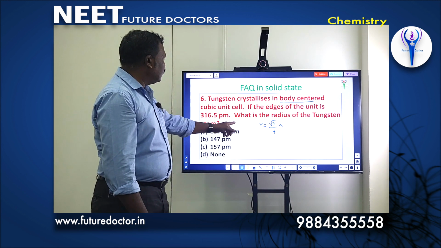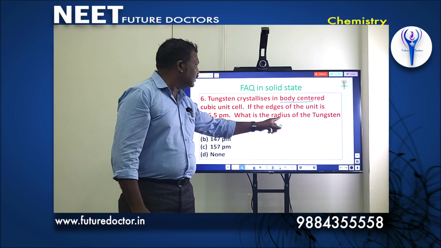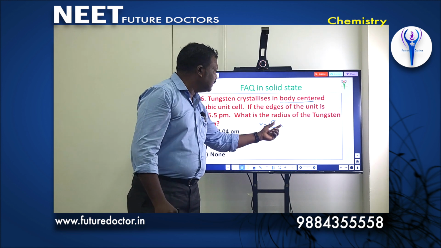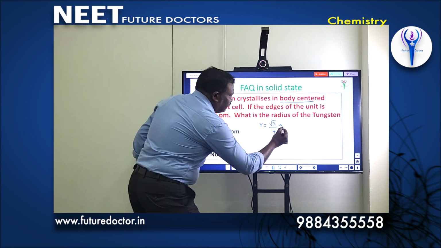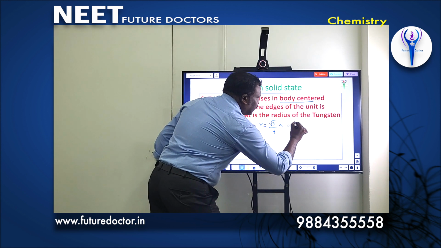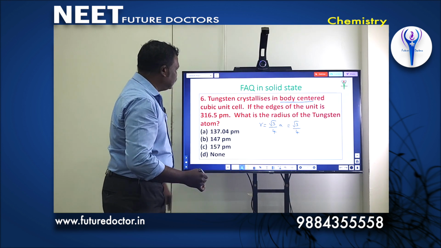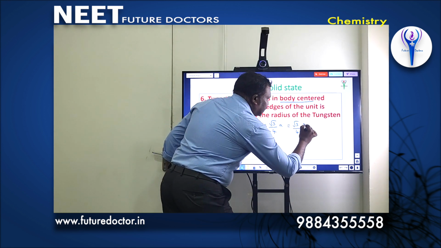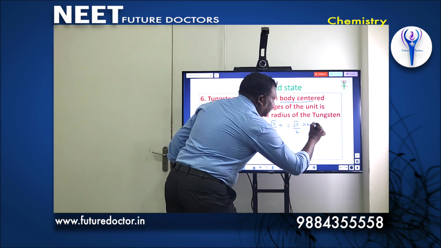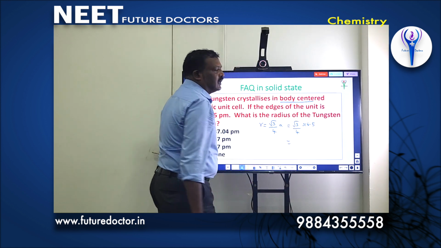Okay. Now they are asking only the radius. So the edge of the unit cell, the edge length, is given. Simply we can put it directly in root 3 by 4 A. The A value is given. A value is what? 316.5.